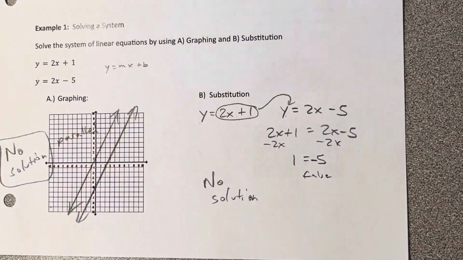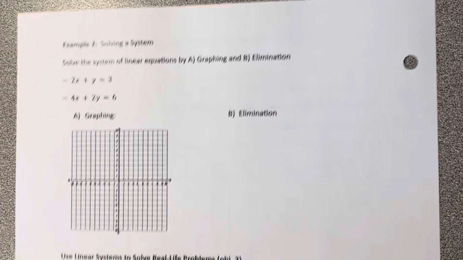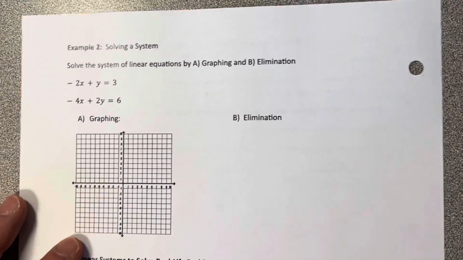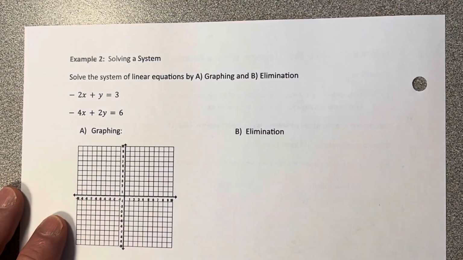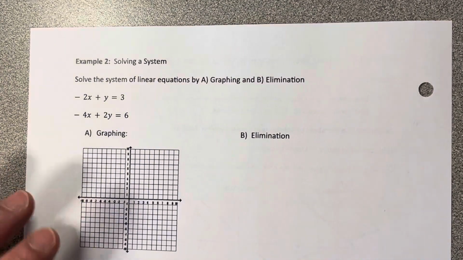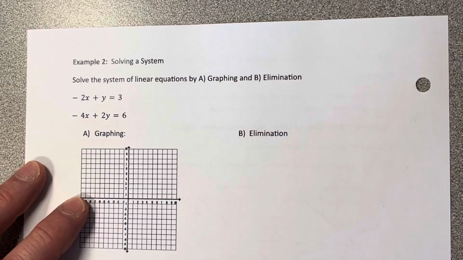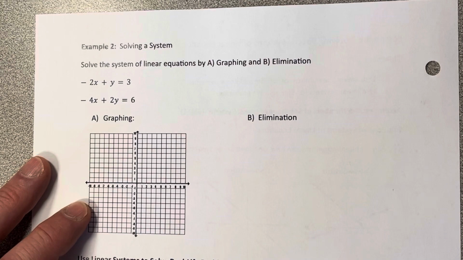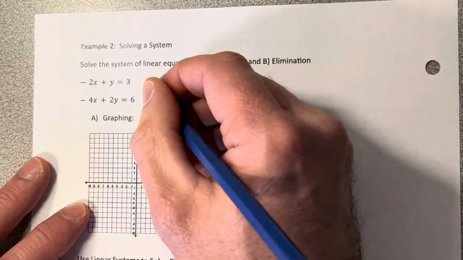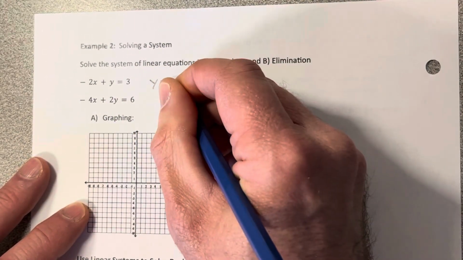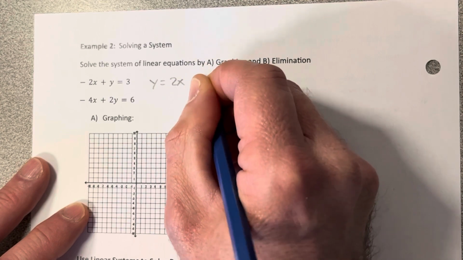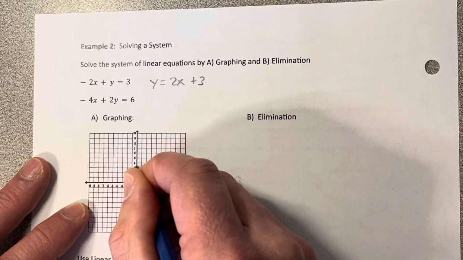Okay, so let's flip it over and take a look at another example. This one's going to be a little more difficult to graph. I suppose we could graph by using intercepts. That would be kind of interesting, but we'll go ahead and do slope-intercept form. I think that's probably what they intended. So I need to get y by itself here to get it into slope-intercept form. So I'm going to add the 2x over, and we are there.